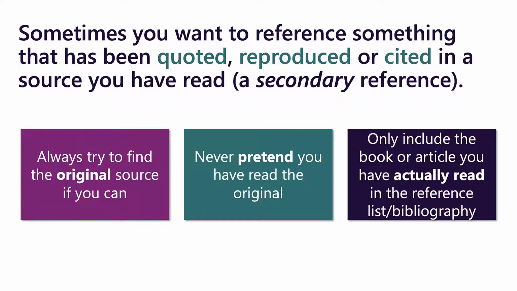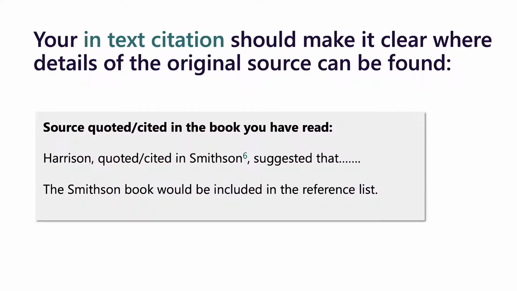And only include the book or article you've actually read in the reference list or bibliography. So, if you'd found a quote by Harrison, but you'd found it in a book by Smithson, always try and find the original quote if you can. So you would go and try and find that original quote by Harrison. If you can't, your reference might look a bit like this. Harrison, quoted or cited, they mean the same thing, in Smithson. And you've got your superscript number there. So that's what your footnote would relate to. You would reference this book by Smithson. That's the one that would go in your bibliography or your reference list at the end of the work.